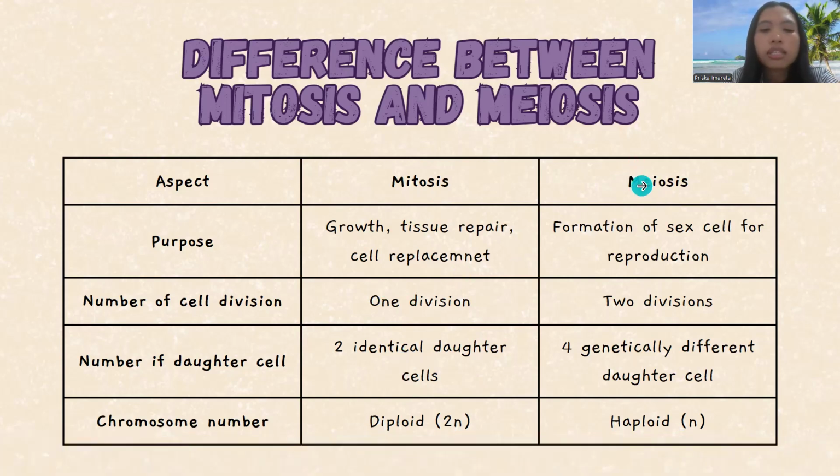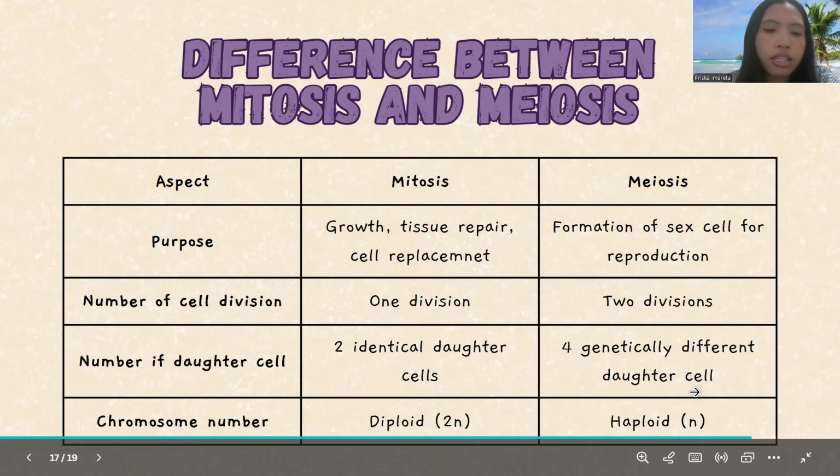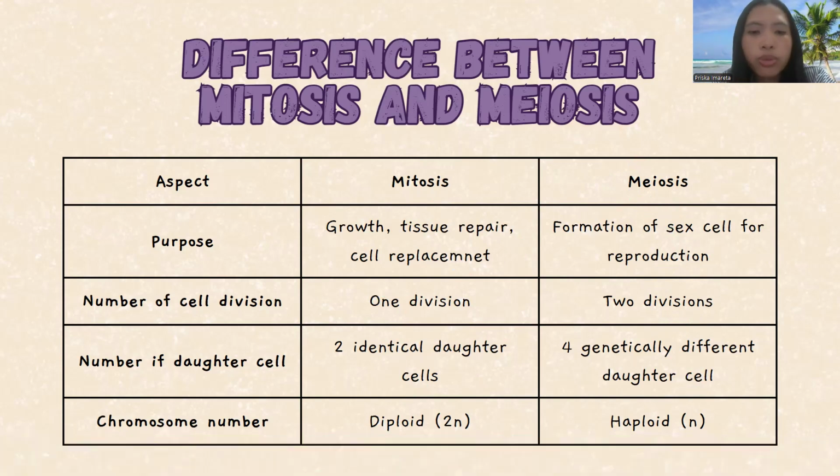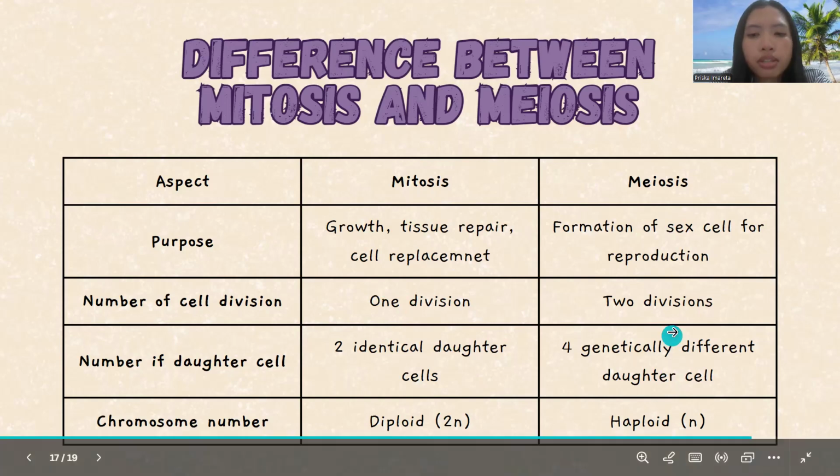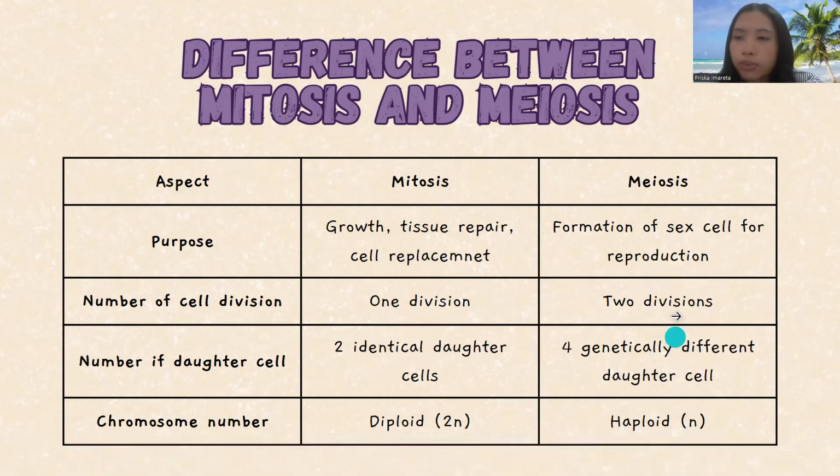Meanwhile, meiosis is a cell division that occurs in sex cells, such as sperm and ovum, and plays a role in the formation of gametes for sexual reproduction. Unlike mitosis, meiosis involves two consecutive divisions, meiosis 1 and meiosis 2. The result of this process is four daughter cells that are genetically distinct from each other, with half the number of chromosomes of the parent cell, or haploid. So that is the difference between mitosis and meiosis.